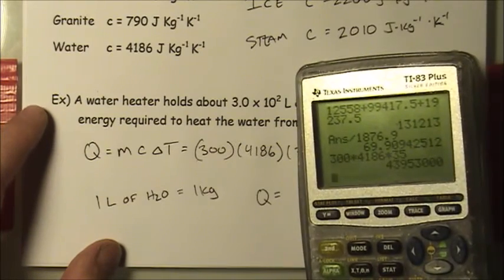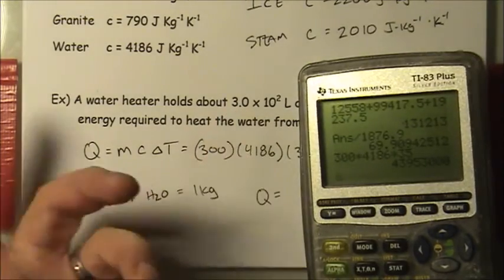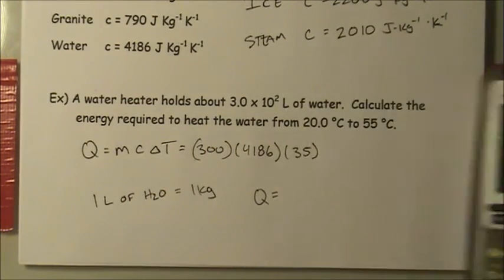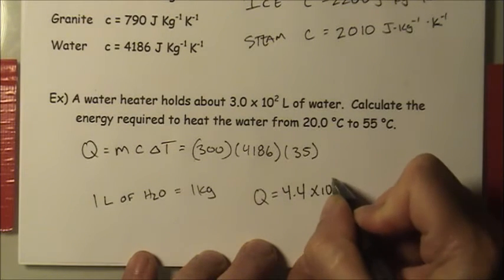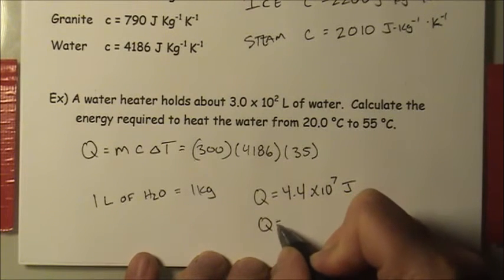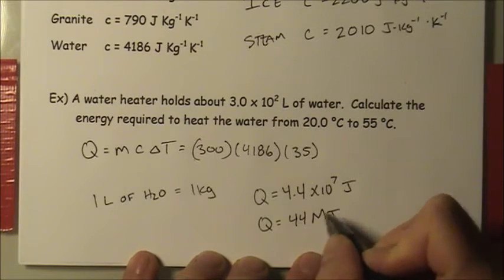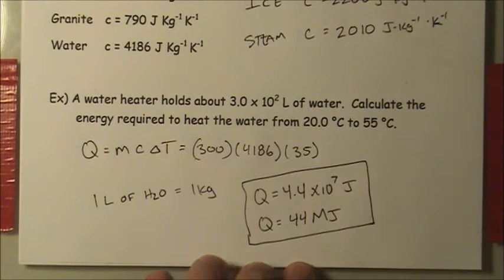So we're going to round this. I'm going to give you two ways of writing the answer. We only had two significant figures here, so that means we can only keep 2 in the final answer. So I am going to cut that answer down to 4.4 times 10 to the 7th joules, or alternatively, we might say 44 megajoules. So that's pretty straightforward.